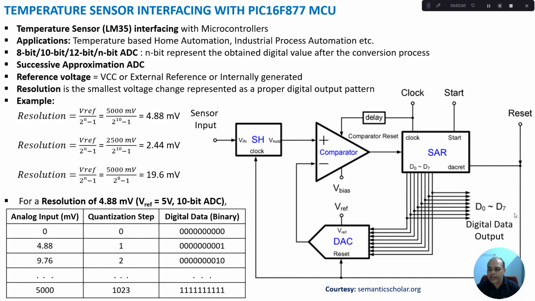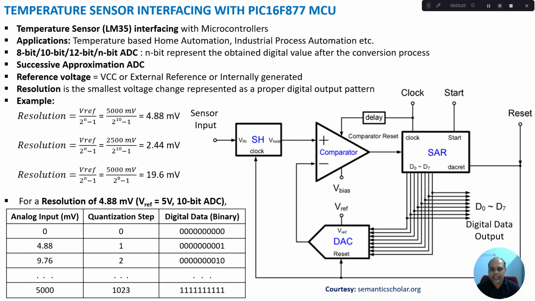In order to get the D0 to D7, the value in the SAR register will be converted to an analog voltage using a DAC. DAC is a digital to analog converter. So this voltage coming from the value pointed to by the SAR register will be compared with the input voltage. If both match, then the corresponding binary bit pattern is the bit pattern for the input signal.